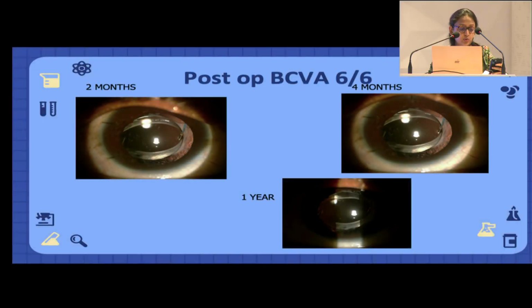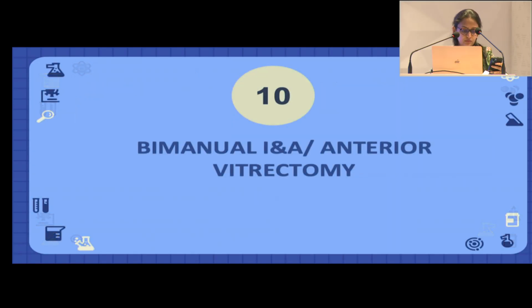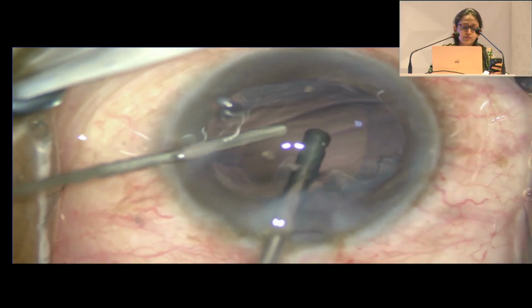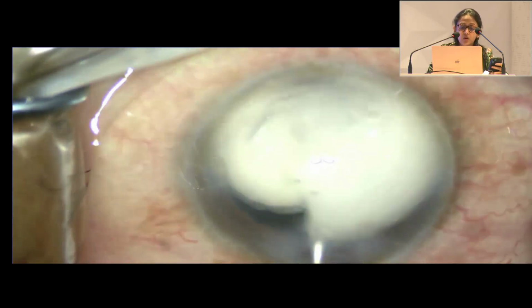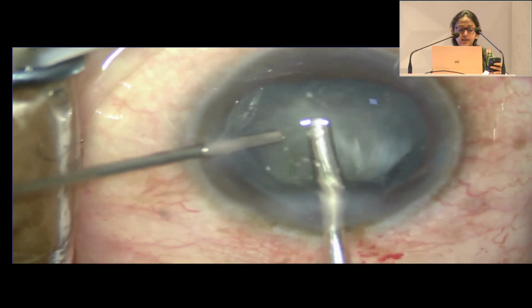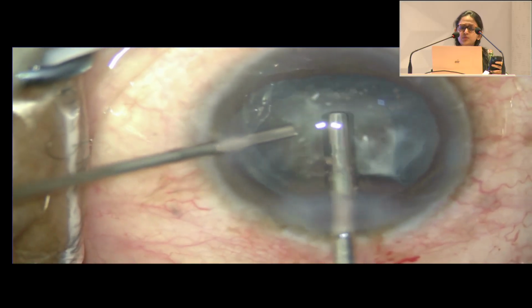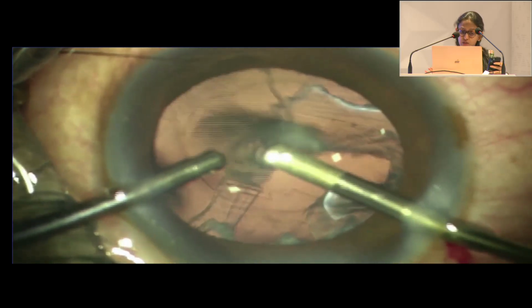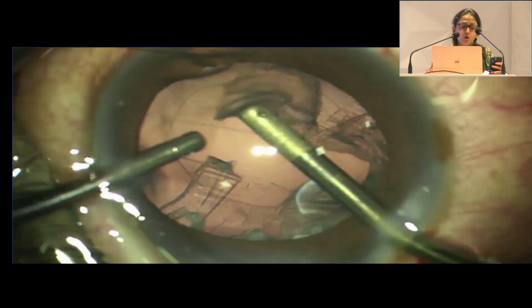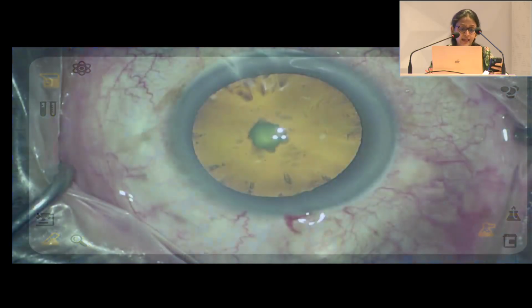Postoperatively, the patient is doing well with a BCVA of 6/6. So bimanual irrigation aspiration is usually preferred. The infusion bottle should be lowered, and vitrectomy, with or without triamcinolone, should be done with low suction and high cutting rate. This helps to remove the vitreous completely from the anterior chamber. The bimanual irrigation aspiration optimizes better control, ensures anterior chamber maintenance, and aids in the complete removal of the cortex.